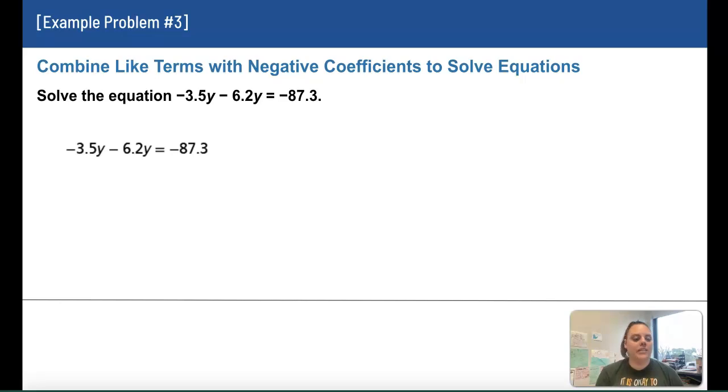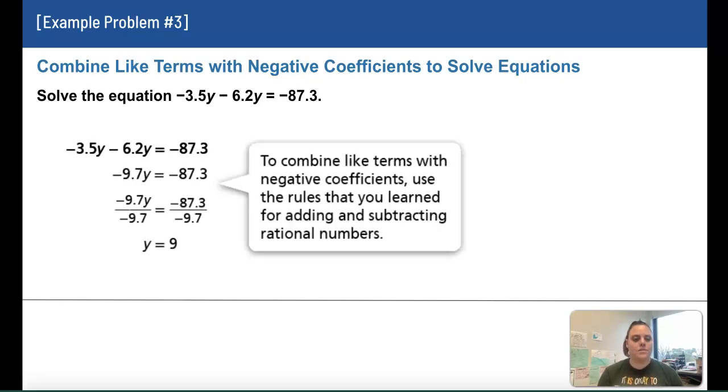The last thing we're going to look at is just a quick equation here that doesn't have a word problem behind it. We're going to combine like terms and solve. So here we have negative 3.5y minus 6.2y equals negative 87.3. We want to simplify that left side so that it's easier to work with. So we do that by combining like terms. Negative 3.5 minus 6.2 is negative 9.7. So we have negative 9.7y equals negative 87.3.